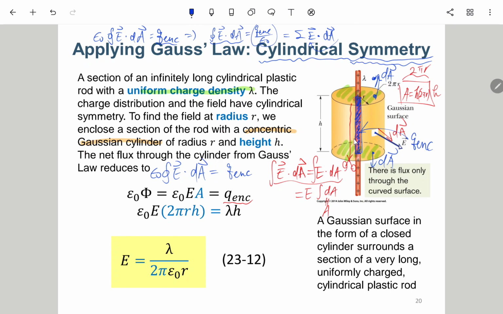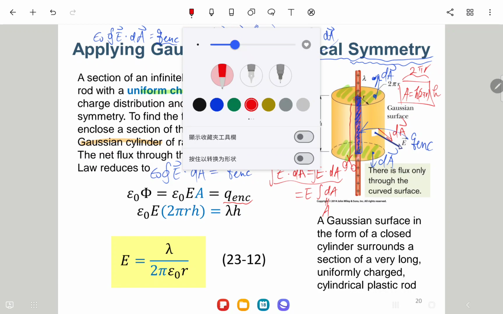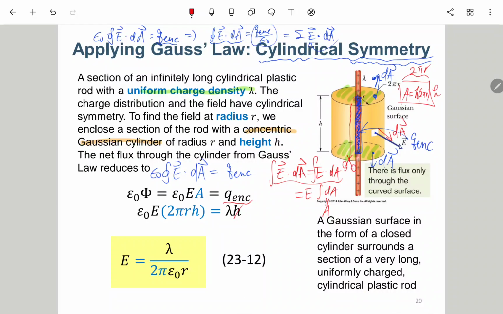Of course, for the whole rod, the charge will be infinitely large, because this is a finite number multiplied by an infinite length. But inside this Gaussian surface, the Q enclosed will be lambda times h. Okay, so in such a way, we can cancel h. The height of the Gaussian cylinder is not important. It will cancel out.